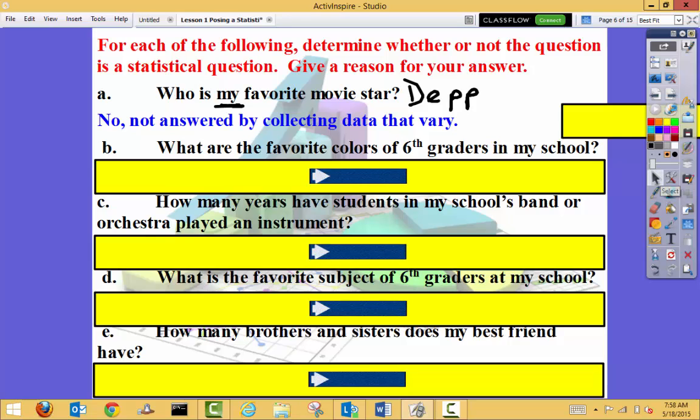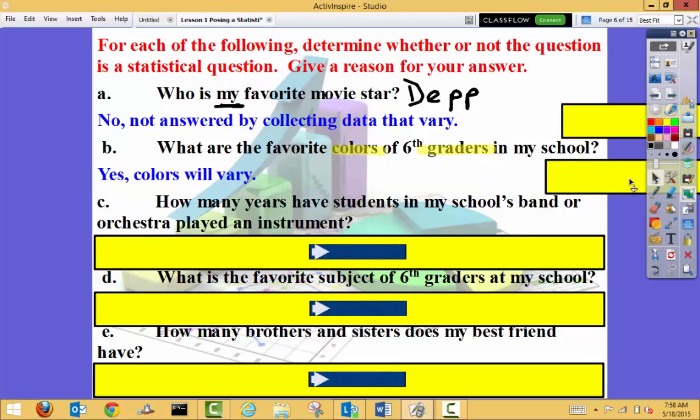Let's look at this one. What are the favorite colors of sixth graders in my school? Well, right now I know it might be different because it's asking for this plurality. It's asking for more than one person. So here my answers could change. One person could say red. The other person could say blue. The other person could say black. So there's that variability.